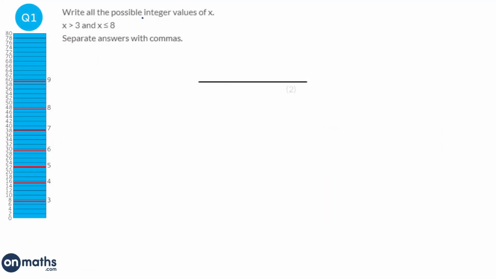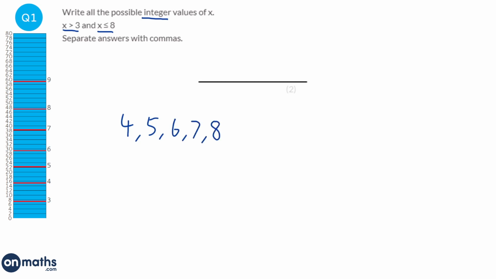Integer just means whole number, so we're looking for all the whole numbers that satisfy these two inequalities. Well, the first inequality says that it has to be greater than 3. So the smallest number that is greater than 3 is 4. The second inequality says it has to be less than or equal to 8.